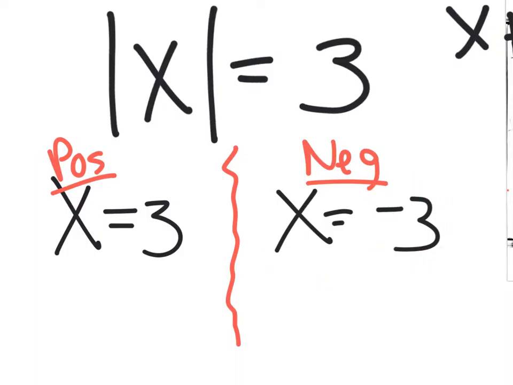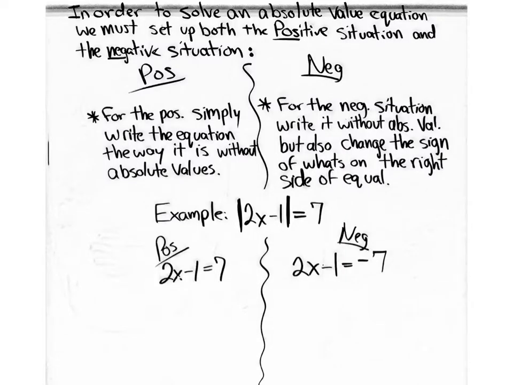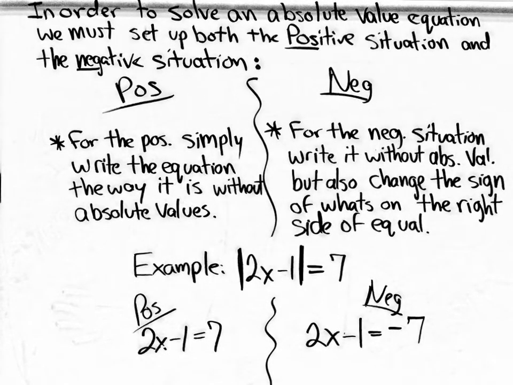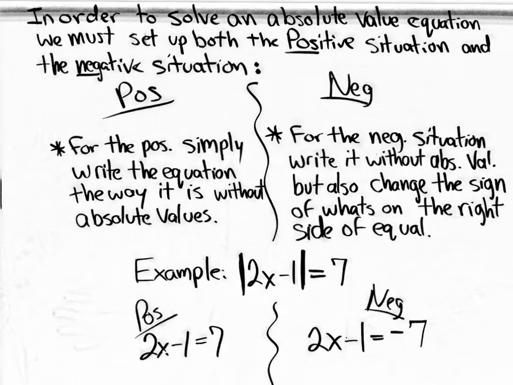Yay? Okay, so let's go to something more fun. And that would be the notes right here. We're all going to have to copy these down. And what does it say? It says, in order to solve an absolute value equation, we must set up both the positive situation and the negative situation. And before you copy this down, just read it with me. Make sure you understand it before you copy it.